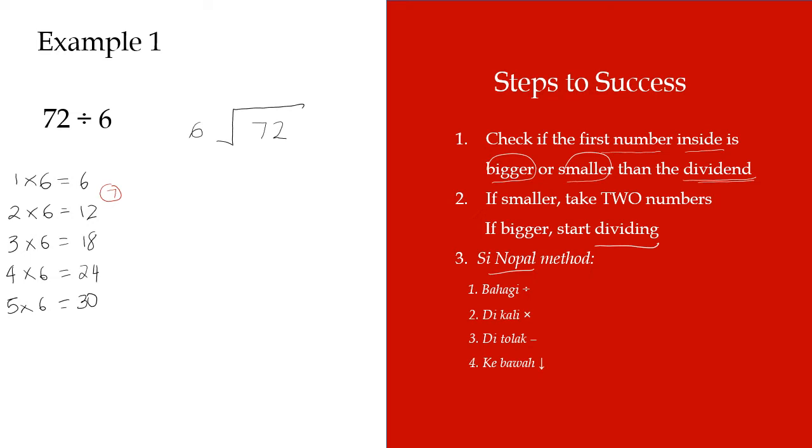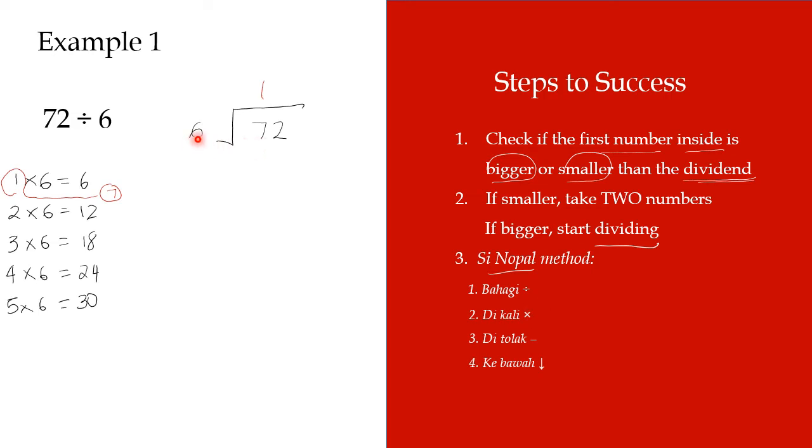So what you do is you write down 7 in between 6 and 12. You circle the number and you drag it and you take 1. So you're going to put number 1 on top. So that is step one of the song, which is bahagi. Then step 2 is dikali. Dikali here means you times.